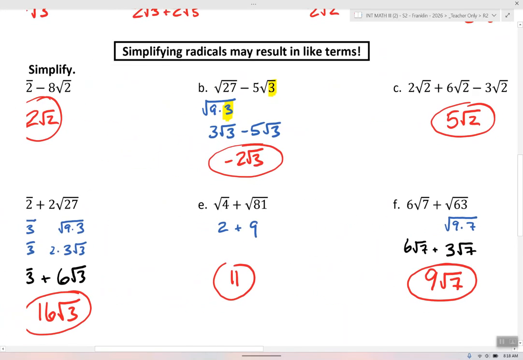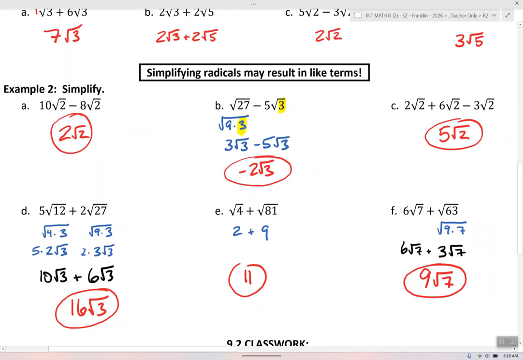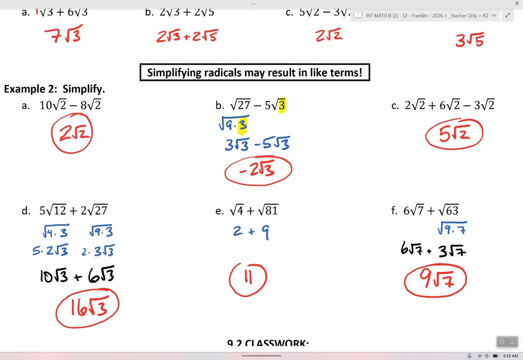So it can be possible to add and subtract radicals with different radicands as long as one or both of them can simplify down to be the same by taking the square root of a perfect square factor of that radicand.